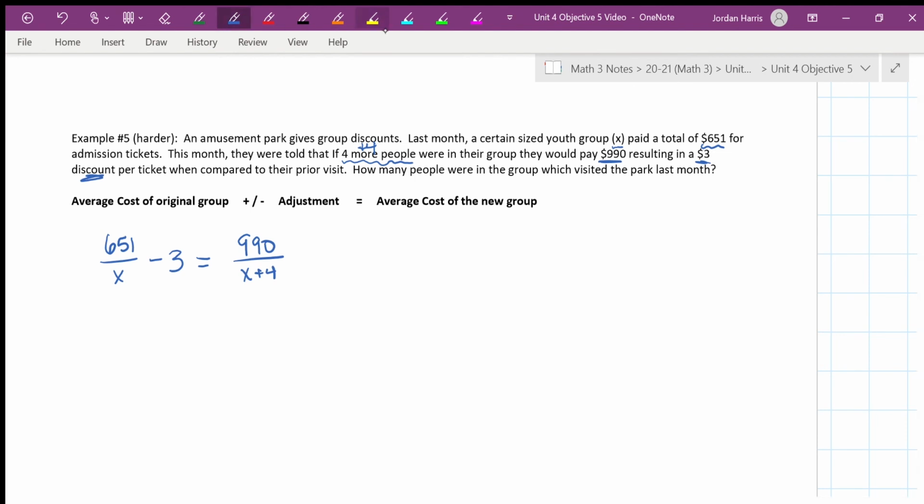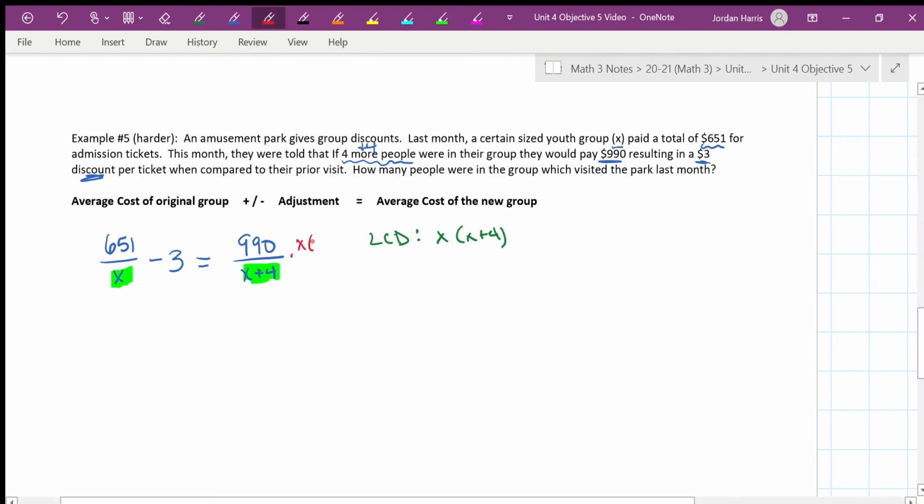Okay, so we look. And I have my LCD of x plus 4. Make sure I multiply everything by that. Go through this a little quicker. Here we go. 651 times x plus 4, negative 3x times x plus 4. And this last one is 990x.